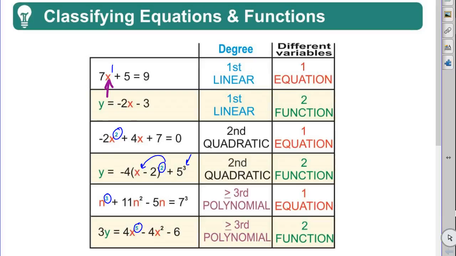So the degree tells you whether it's linear, quadratic, or polynomial. And the number of different variables tells you whether it's an equation or a function. All right, get that down so that you can identify and classify equations and functions.